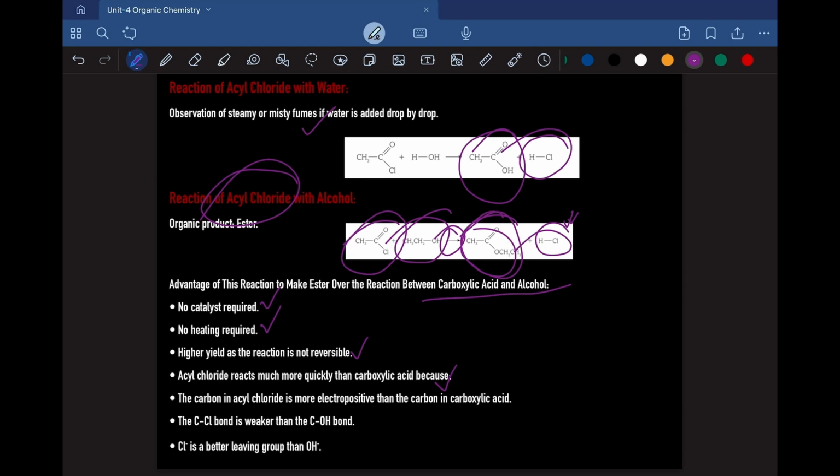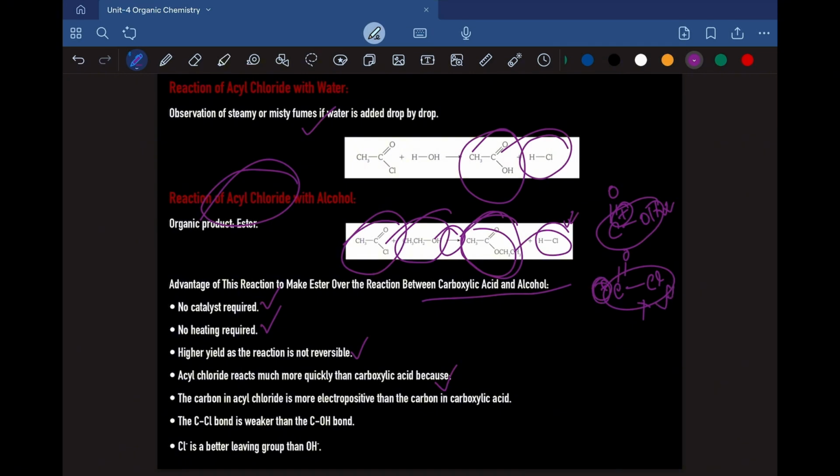The fifth advantage is that the carbon in acyl chloride is more electropositive than the carbon in carboxylic acid. As it is more electropositive, the C-Cl bond is weaker than the C-OH bond, because we know C double bond O and OH, this is the carboxylic acid and this is the chlorine, right? So as this carbon in the acyl chloride is more positive than this carbon in the OH group, this C-Cl is weaker. As this carbon is more positive, this is weaker, and this is a little stronger because this carbon is less electropositive than this carbon.